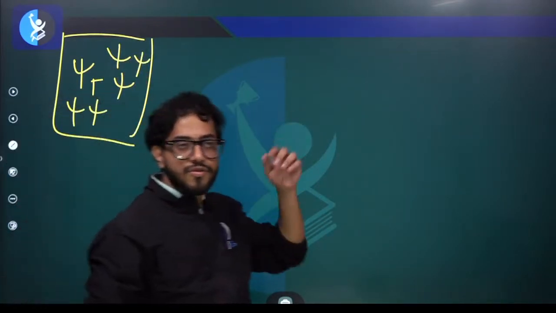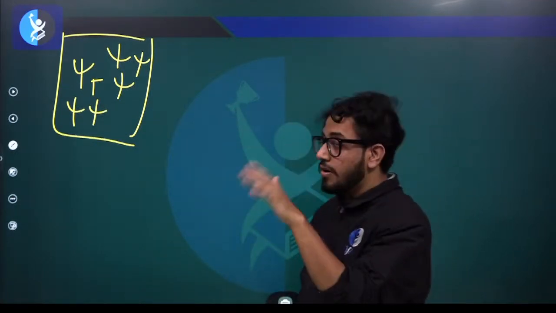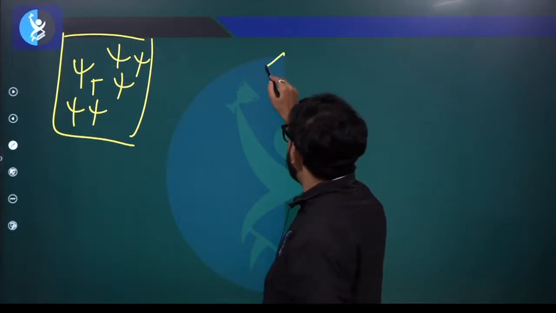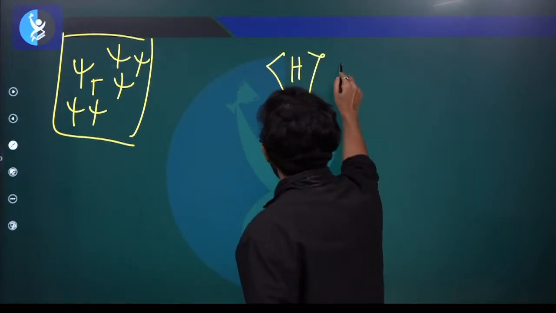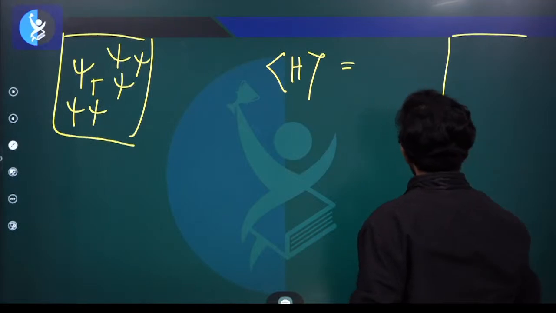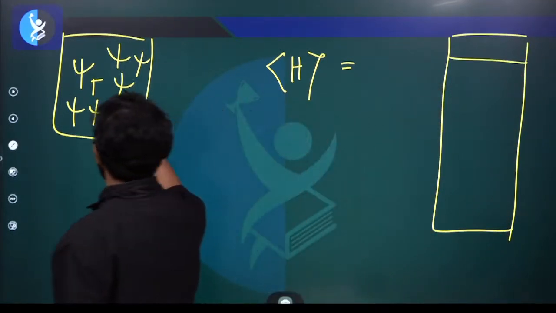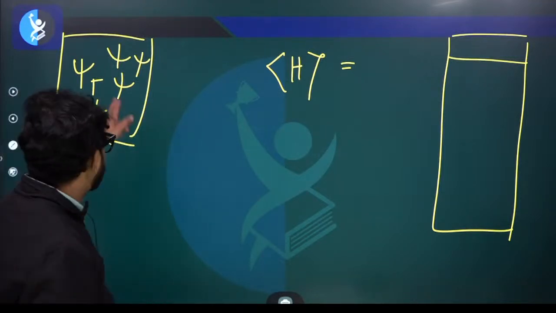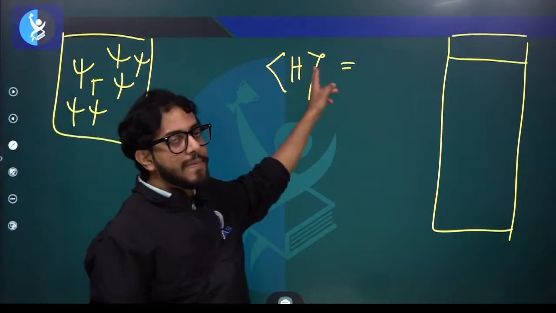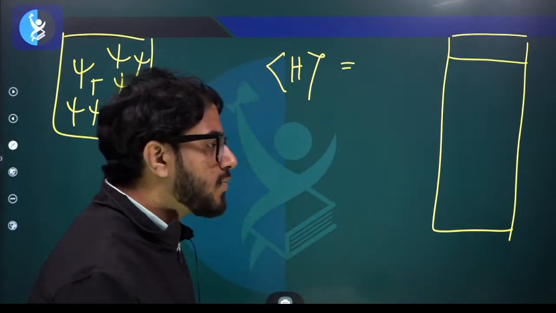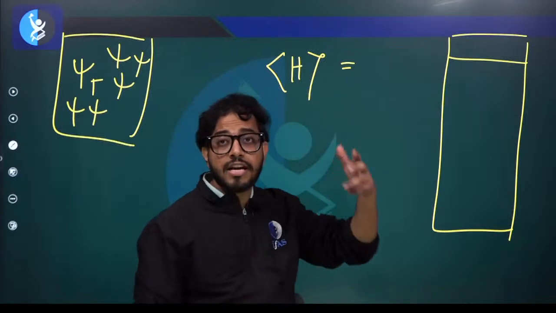So this is my software. What the software will do is take the first inbuilt wave function. It will calculate the expectation value of H, and write down the value in this table. Then it will pick another trial wave function, take that value, and calculate the expectation value of the Hamiltonian. Why are we calculating the expectation value of the Hamiltonian? Because we are interested in finding out the ground state energy.